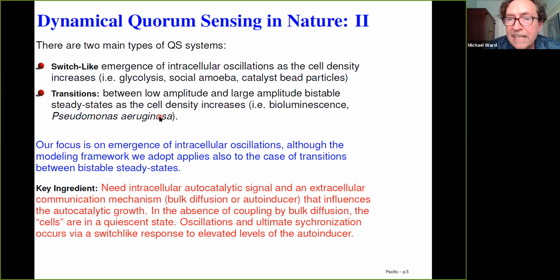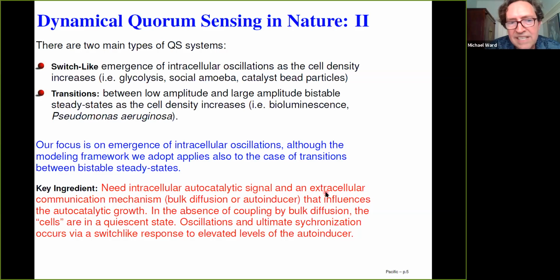What I'm going to do today is focus on the first idea here, the emergence of intracellular oscillations, although the modeling framework we adopt applies equally well to the second case. You just have to change the reaction kinetics. The key ingredient that is needed is an intracellular autocatalytic signal, something that can generate oscillations if it's activated sufficiently strongly.